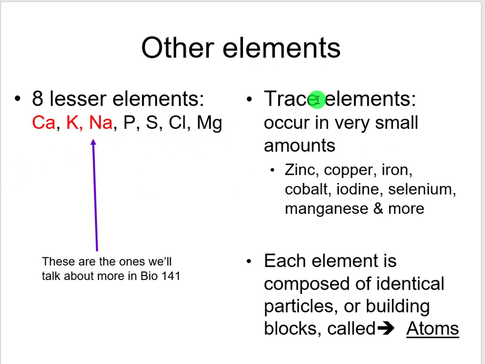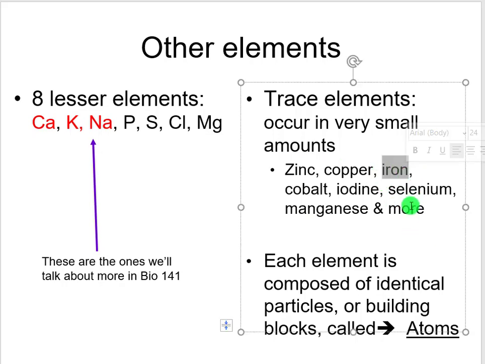Now there are these things called trace elements that occur in very small amounts. This is pretty much the only time you'll hear me mention these: zinc, copper, etc. Iron, we'll talk briefly about iron when we get into blood, which is in the next course. And then iodine, we'll just mention him because he's super heavily involved in thyroid hormone production. So we'll see him again in the next course.